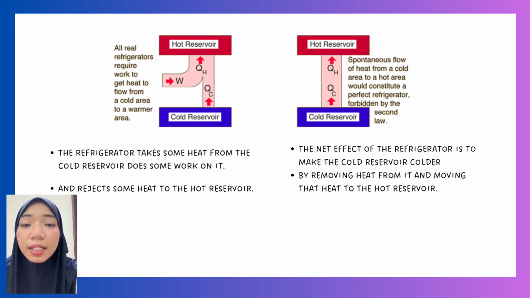So basically the refrigerator is a heat engine that runs in reverse. So to know how well our refrigerator works, to know how well our refrigerator can cool our food, we can calculate the coefficient of performance.